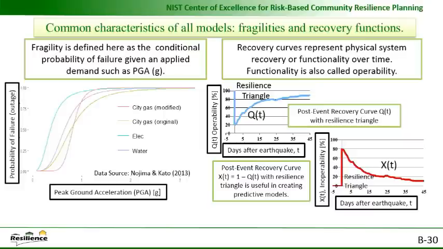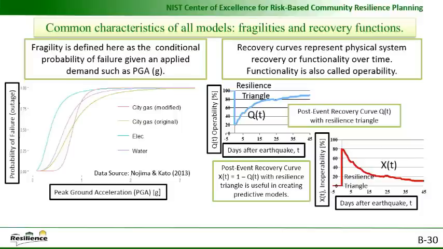The common characteristics of all models are fragilities and recovery functions. Fragility is defined here as the conditional probability of failure of a component, network, or system given an applied demand, such as the peak ground acceleration, or PGA, as shown in the left-hand side figure. Recovery curves illustrate the behavior of the physical system or functionality over time. Functionality is often called operability, which ranges from 0 to 100%.